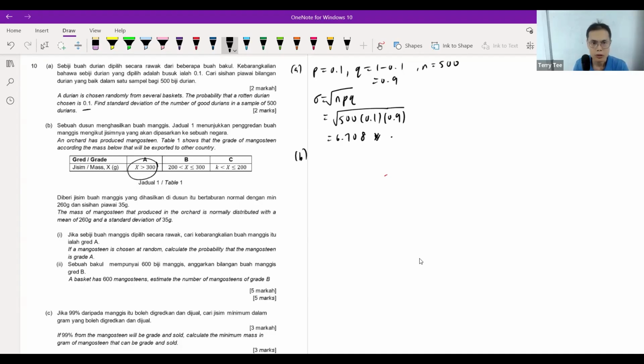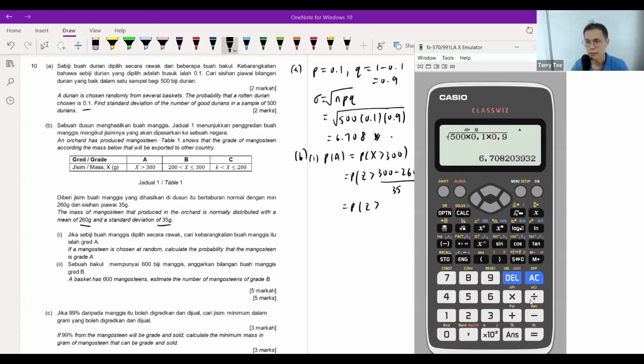We are given that the mass of the mangosteen produced is normally distributed with a mean of 260 and standard deviation 35. A mangosteen is chosen at random; calculate the probability that it is grade A. Grade A happens if the mass is more than 300. So we're going to standardize this. Change from X to Z. Take 300 minus your mu, which is 260, divide by standard deviation 35.